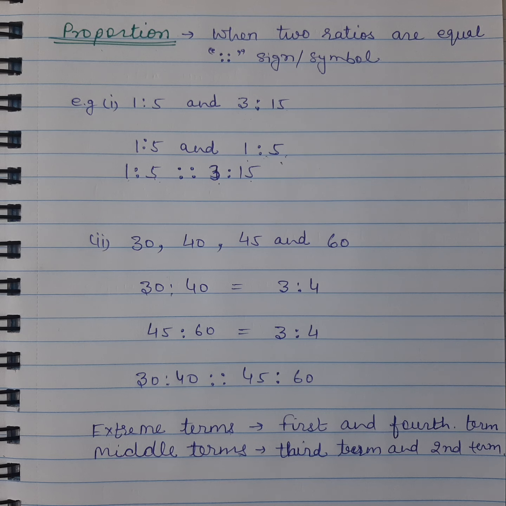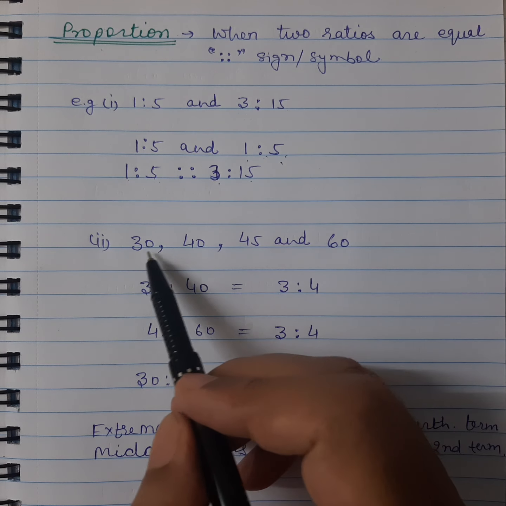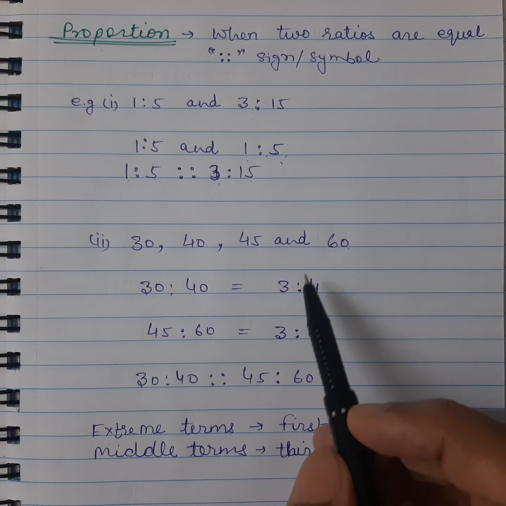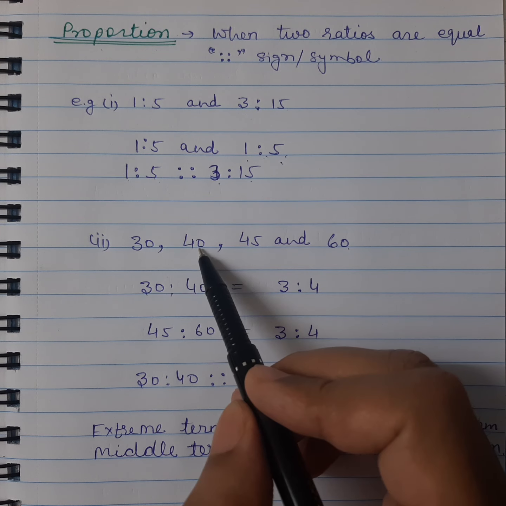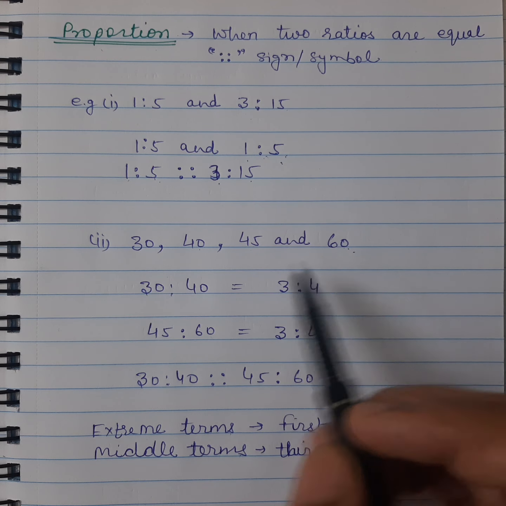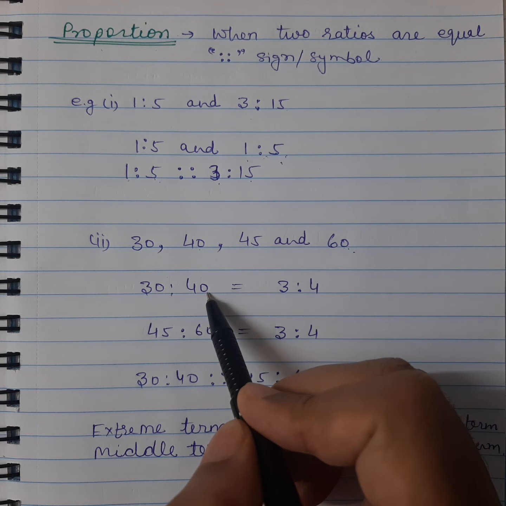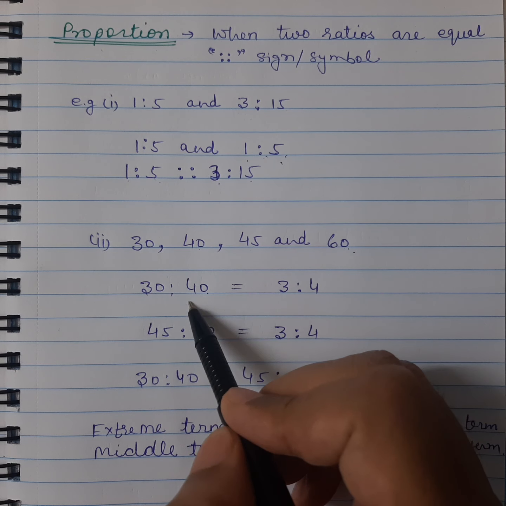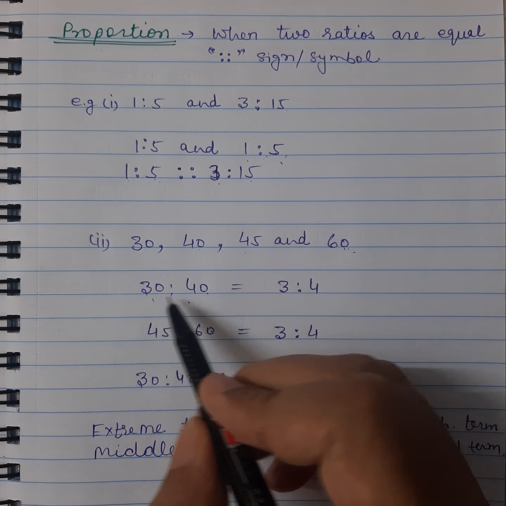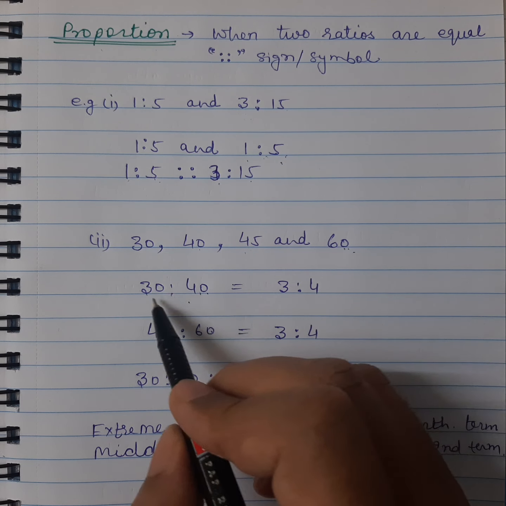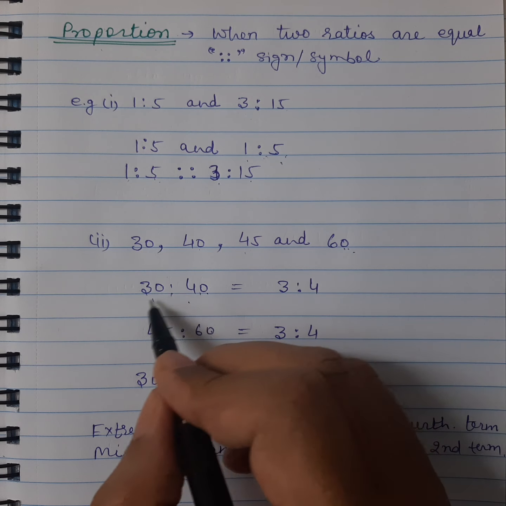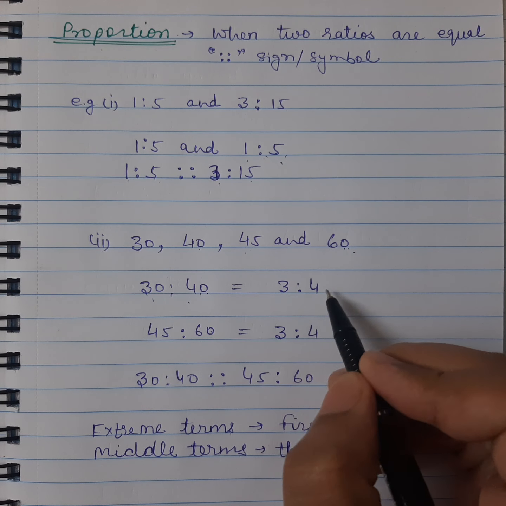So let's understand with one more example. Let's find if 30, 40, 45 and 60 are in proportion. So 30 and 40 are the first and second terms, and 45 and 60 are the third and fourth terms. So we'll write 30 is to 40 as one ratio, and 45 is to 60 as another ratio. So 30 is to 40, if we reduce it to its lowest form, if we divide both the terms by 10, we'll get 3 is to 4.